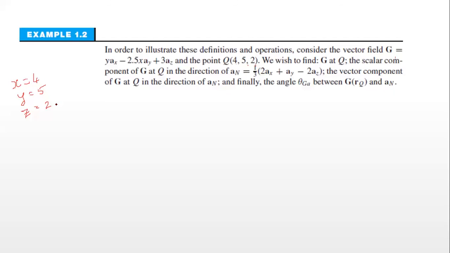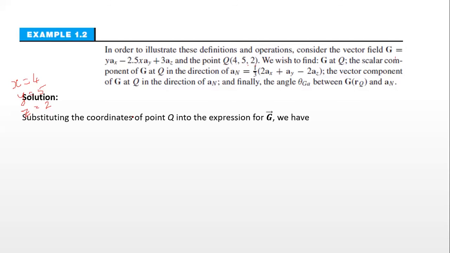X is 4, y is 5, z is 2. Okay, so if you substitute, we get G at Q. It is written as G of R. You have seen a vector field written as G of R, here R at the point Q. The position vector of Q is RQ. So G of RQ is, in place of Y, you substitute 5, because Y is equal to 5.